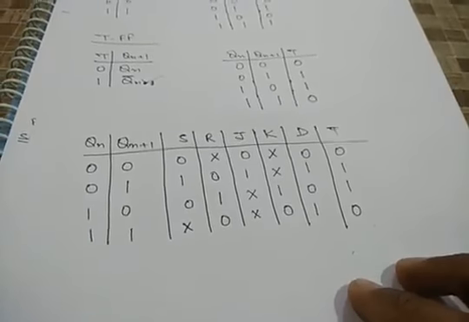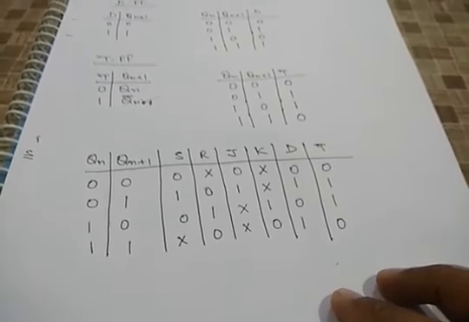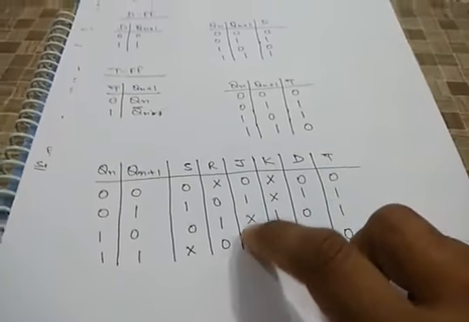So for the case of Q0, it will be moving from 0 to 1 or 1 to 0, and in that case I will be getting the inputs of J and K to be 1, don't care, as you can see here, 1 don't care or don't care 1. So similar to this, I have made the inputs for J0 and K0.